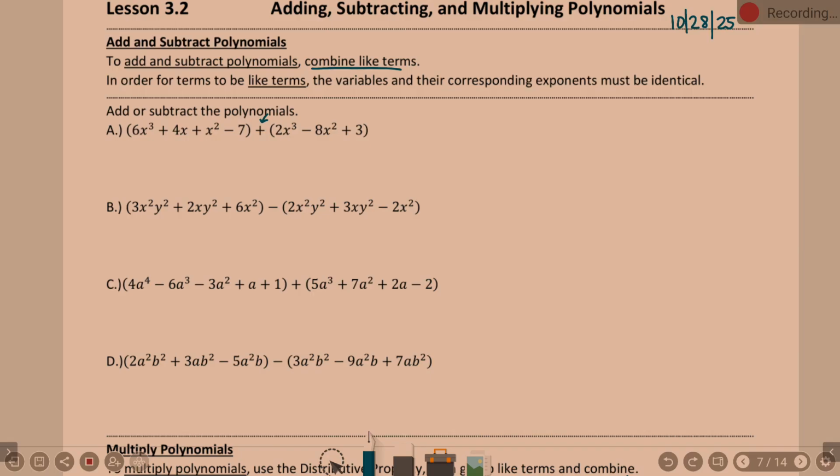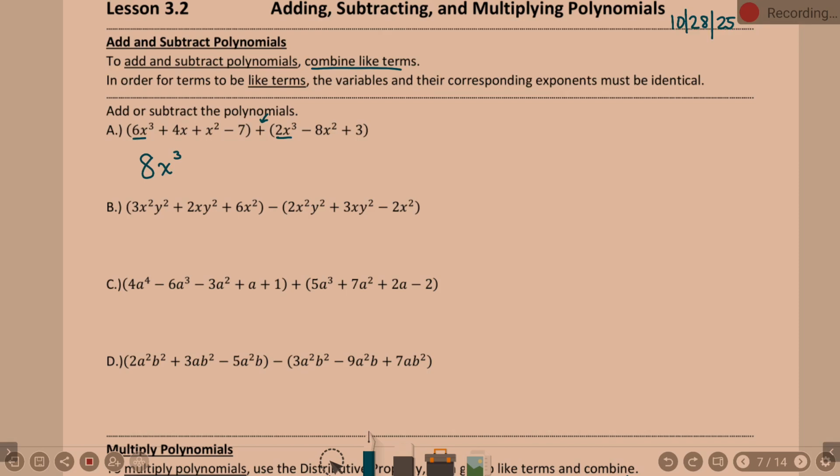What do you see? What can we put together? We can put 6x cubed and 2x cubed together. They're both x cubes. And what is 6x cubed plus 2x cubed? 8x cubed. Remember, keep your variable pieces the same and add your coefficients out front.